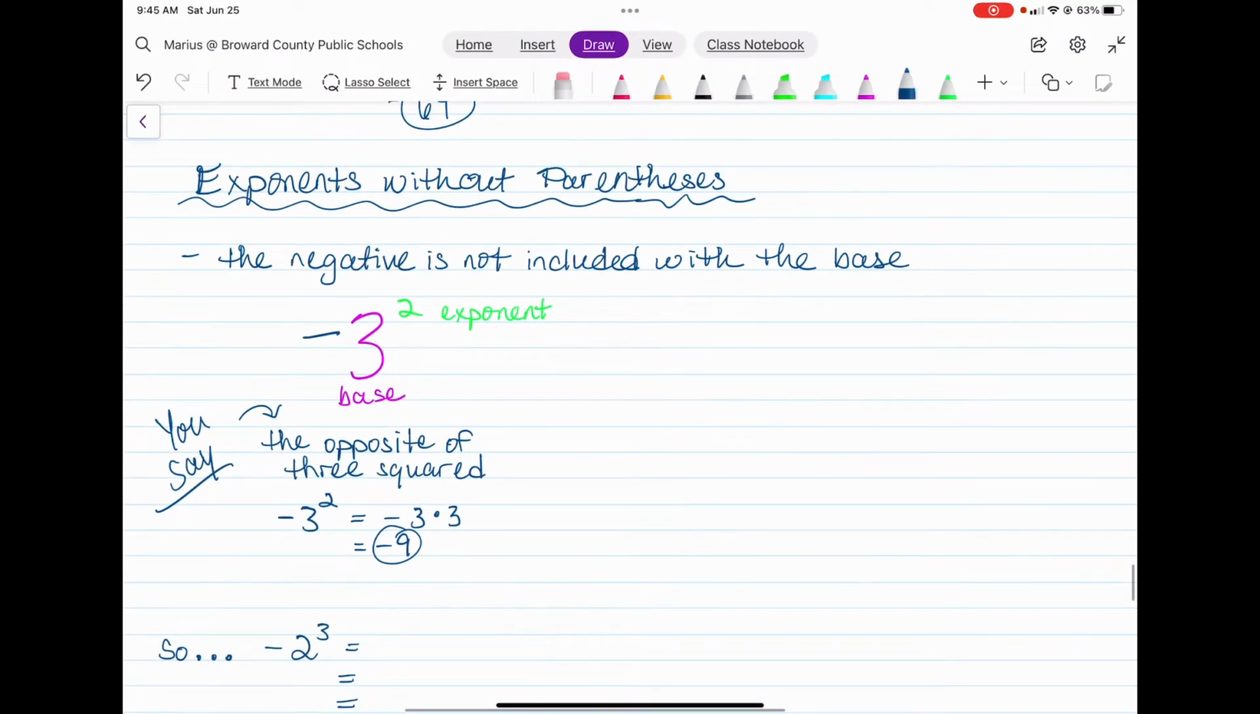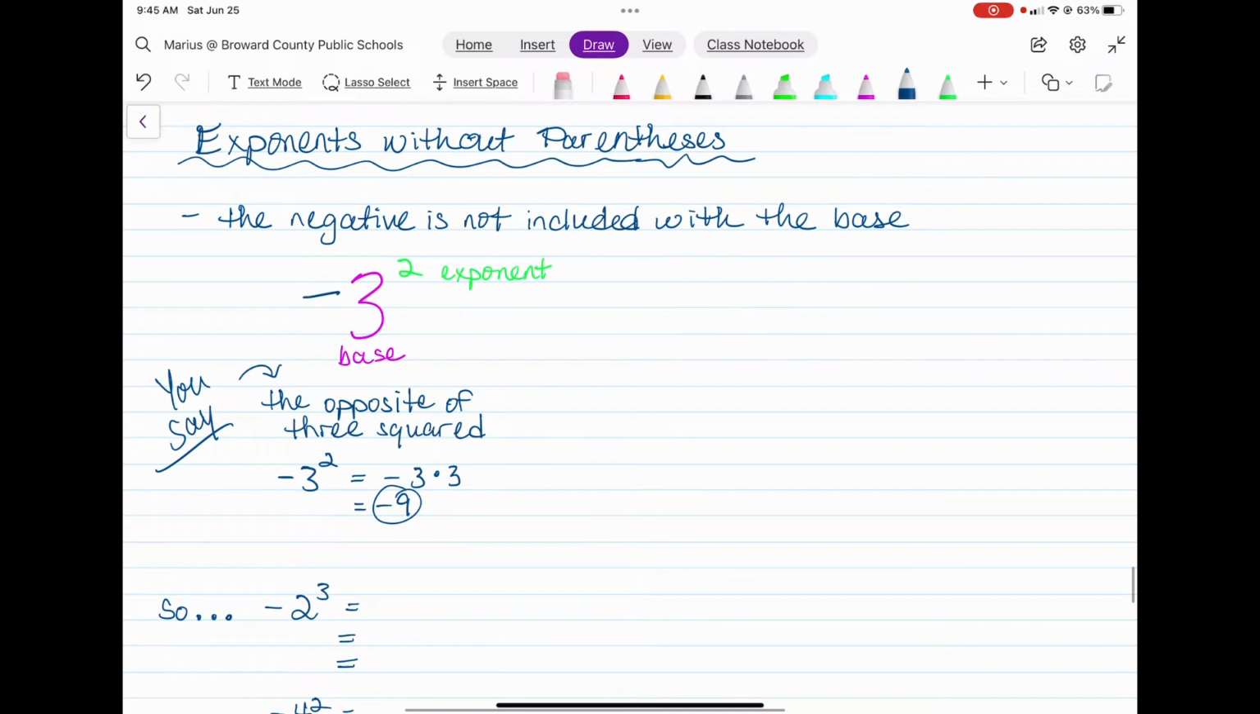Let's take a look at exponents without parentheses, because that's another big thing. The negative is not included with the base. So when you look at this example here, you would say this as the opposite of 3 squared. As highlighted in the example, the 3 is the base, but not the negative. So 3 is the base and the 2 is the exponent. The 2 tells me how many times to multiply the 3. So that would be negative 3 times 3. You have two 3s, but not two negative 3s, okay? A negative times a positive is a negative, and that makes negative 9.